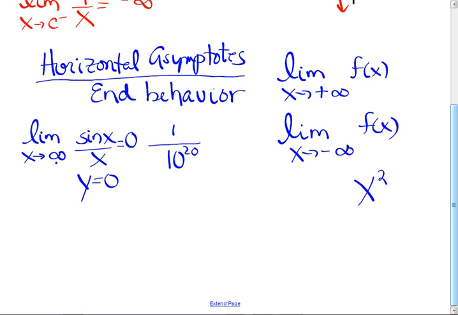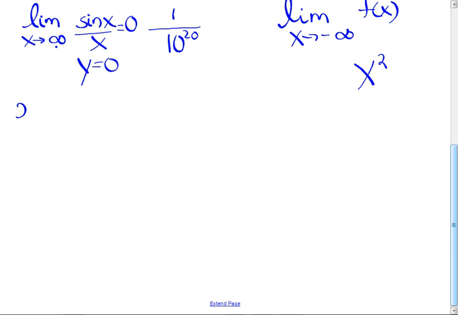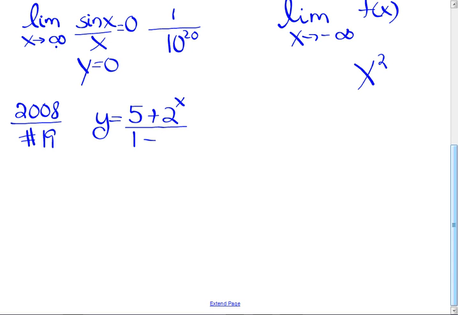Okay, let's do a problem. Let's do number 19. See if I can remember it. Off the 2008 exam. That's the one they threw out. But I think they're going to come back and do it again. I think it's 5 plus 2 to the x over 1 minus 2 to the x. And they ask for all the horizontal asymptotes. Here's why I think they threw it out.